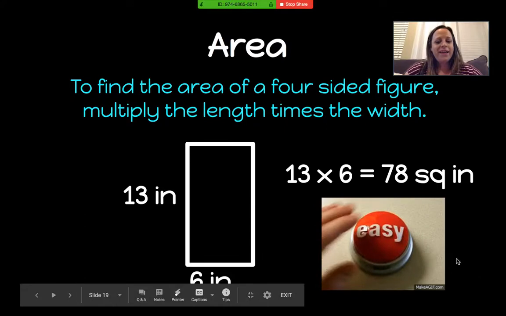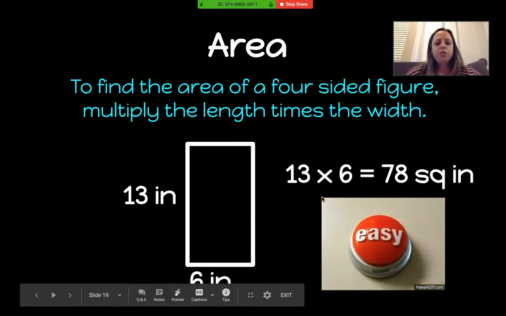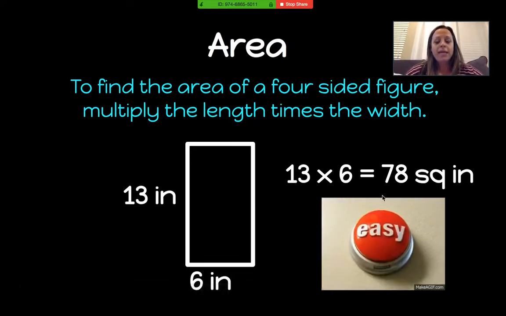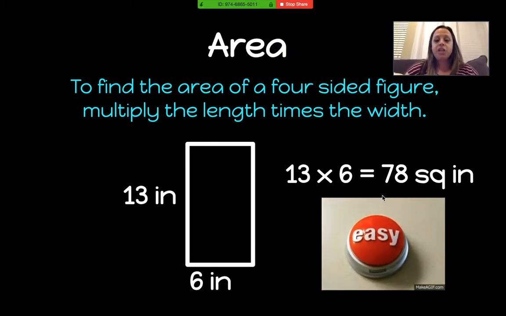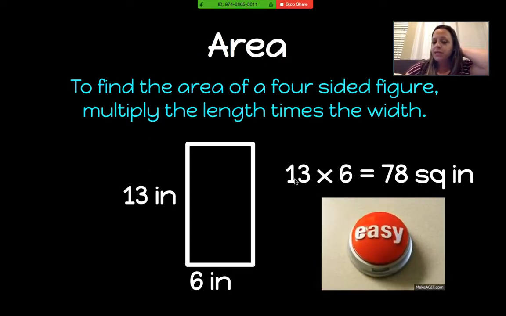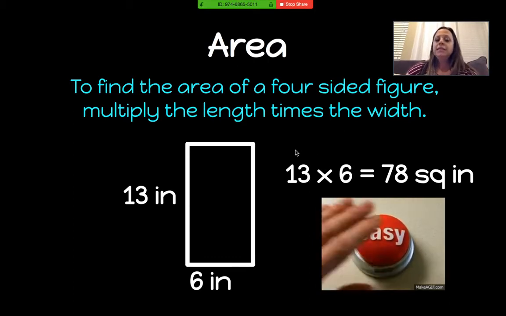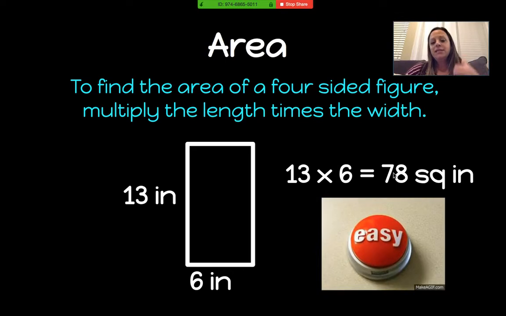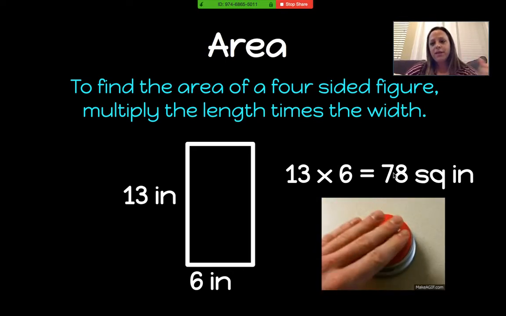Easy peasy, right, guys? So make sure you're doing your multiplication correctly. Take your time and check your computation. Check your math. You could think this through. 10 times 6 is 60. 3 times 6 is 18. 60 plus 18 is 78. That's how I did it.